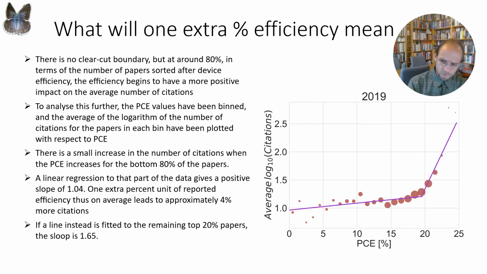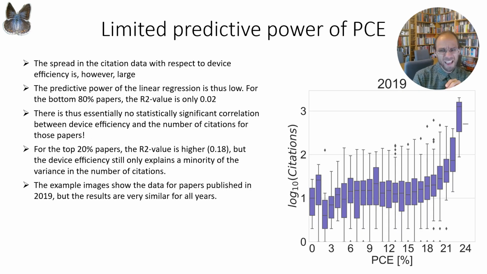But before you start remembering these values, I need to point out that the spread in the data is pretty large, and the predictive power of those straight fits is rather limited. For the bottom 80% of the papers, the R2 value of the straight fit is actually only 0.02, which indicates that there is essentially no statistically significant correlation between device efficiency and the number of citations a paper will get. I must say that is not exactly what I had suspected when I started this analysis, but that's what the data tells us.